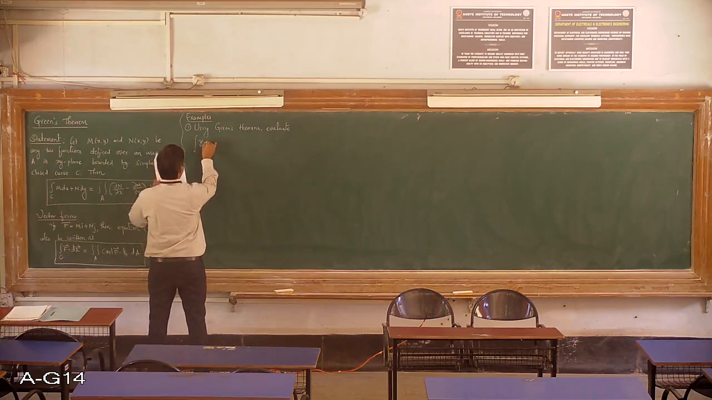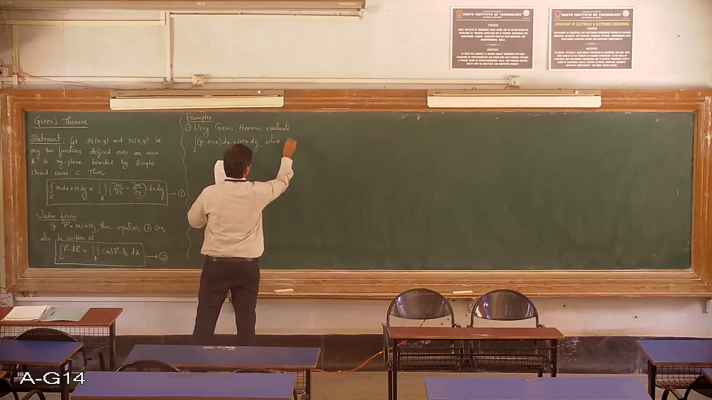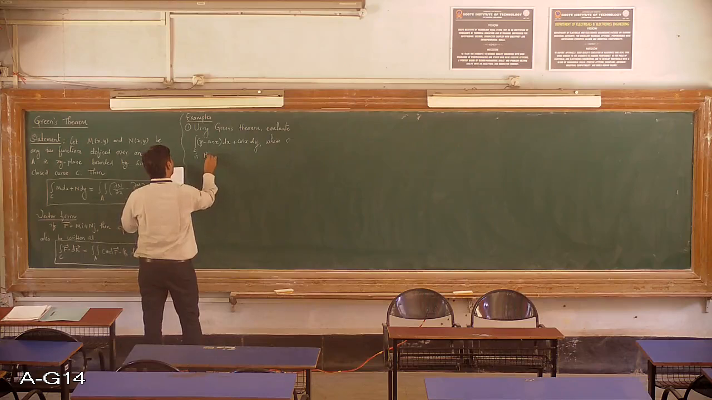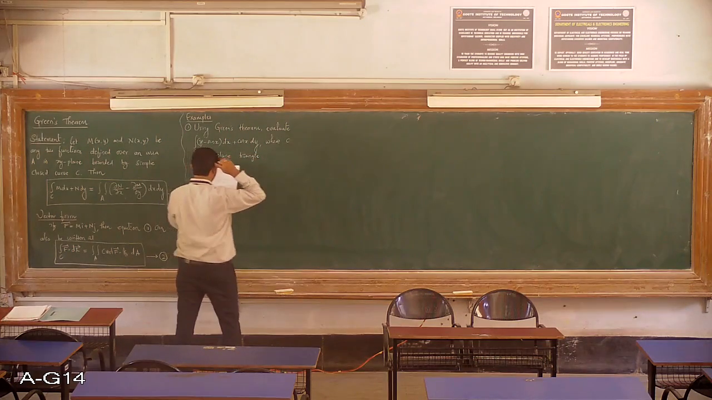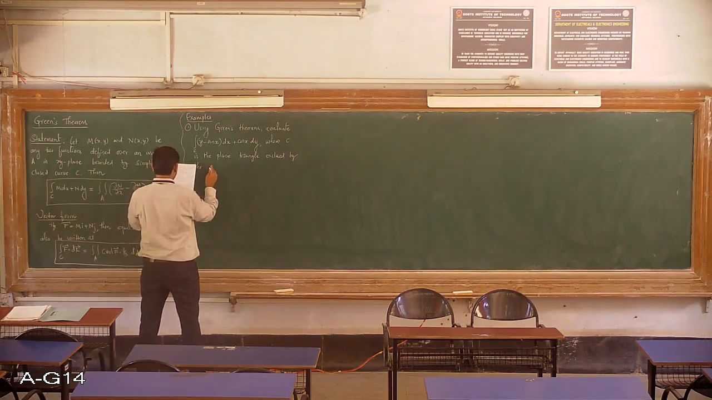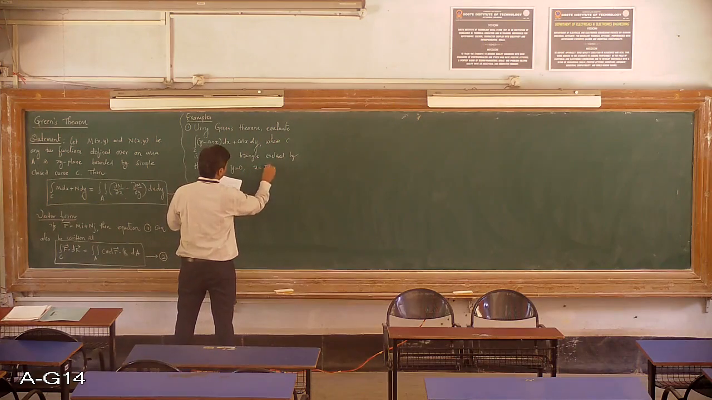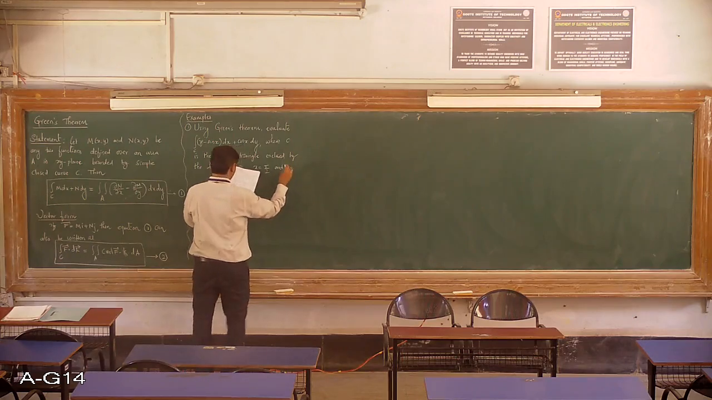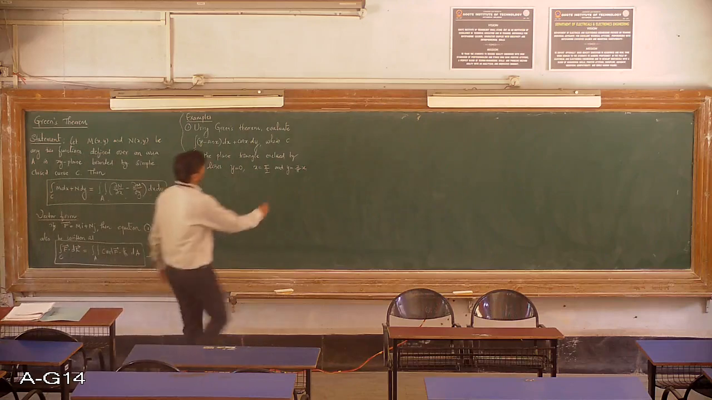the integration over curve C of (y minus sin x) dx plus cos x dy, where C is the plane triangle enclosed by the lines y equals 0, x equals pi by 2 and y equals 2 by pi into x. Okay, so this is the example.